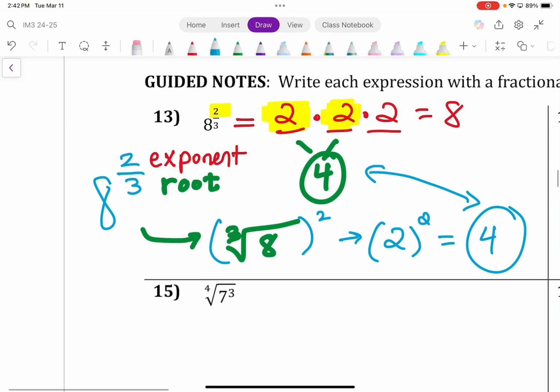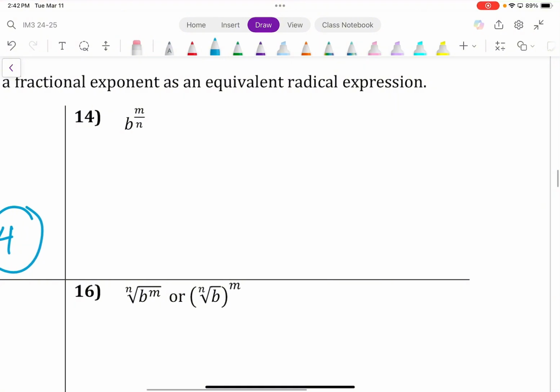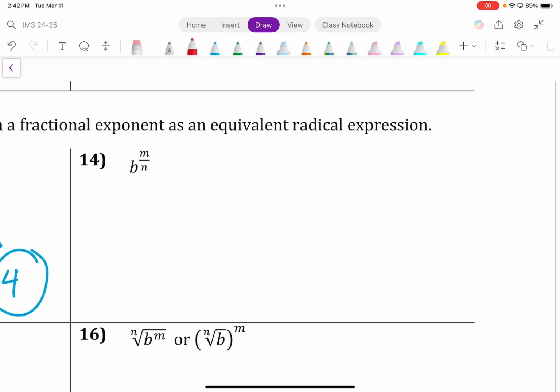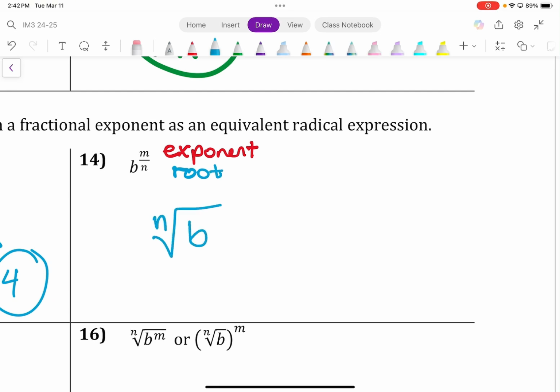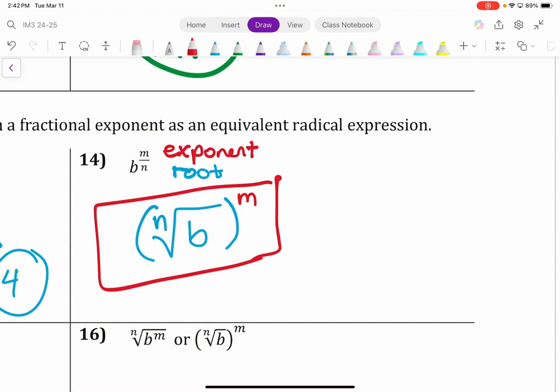Okay, so now look at 14. Which of the letters here represents the exponent? M is going to be your exponent. N is going to be your what? Your root. So we have the nth root of B raised to the power of M. And this will be your answer: the nth root of B to the power of M.